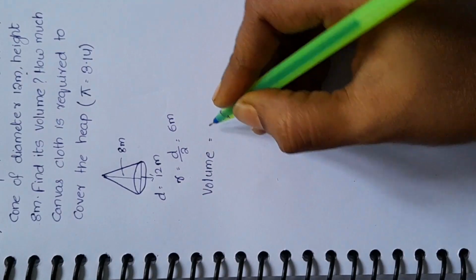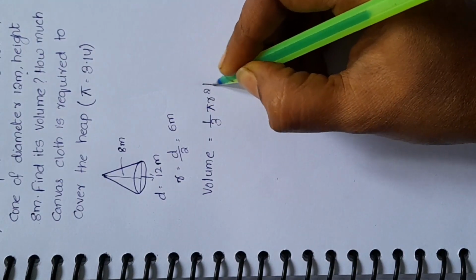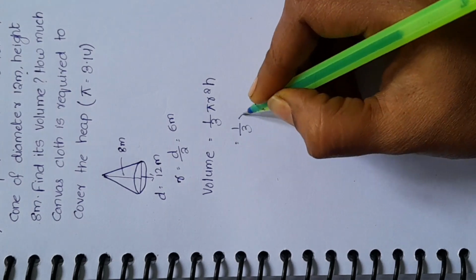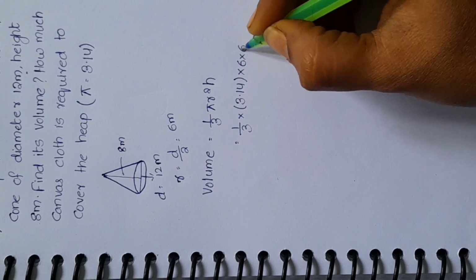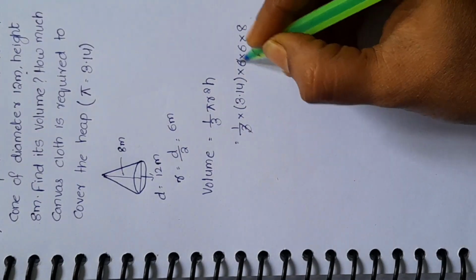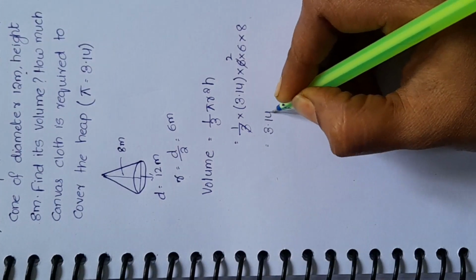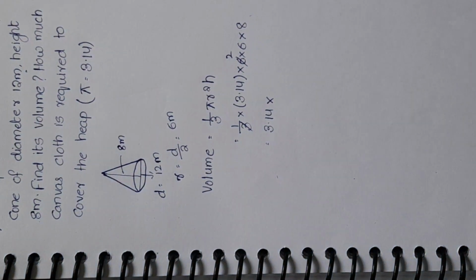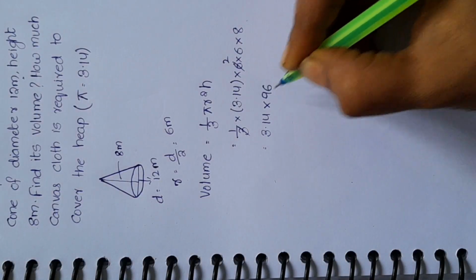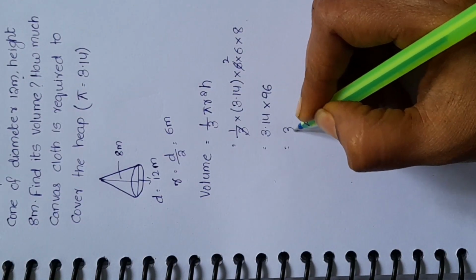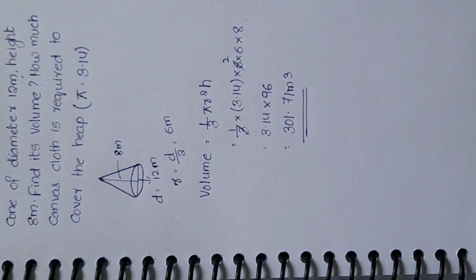Now the volume of the conical heap formula is 1 by 3 pi r square h. Substituting the values, 1 by 3 into 3.14 into 6 into 6 into h value is 8, which is equal to 3.14 into 12 eights are 96. On multiplication, we get the value as 301.71 meter cube, the volume of the heap.